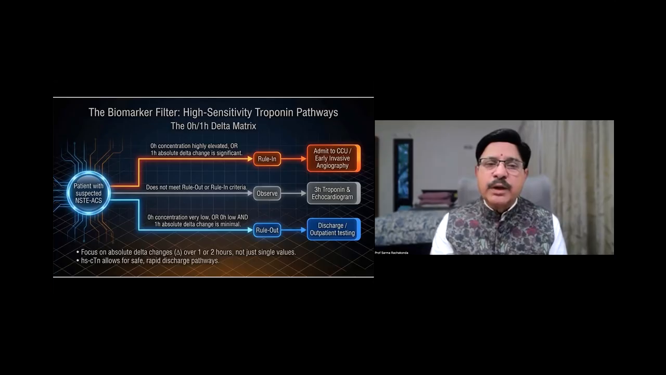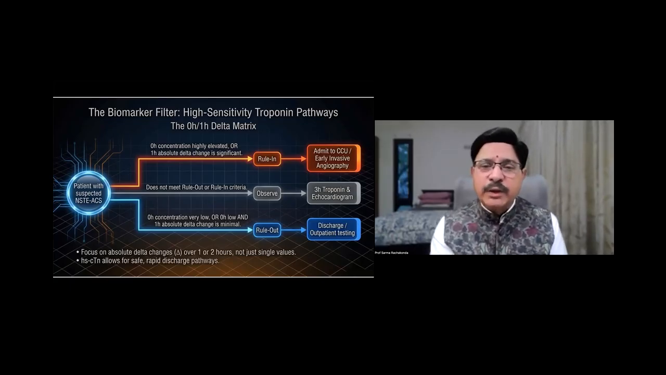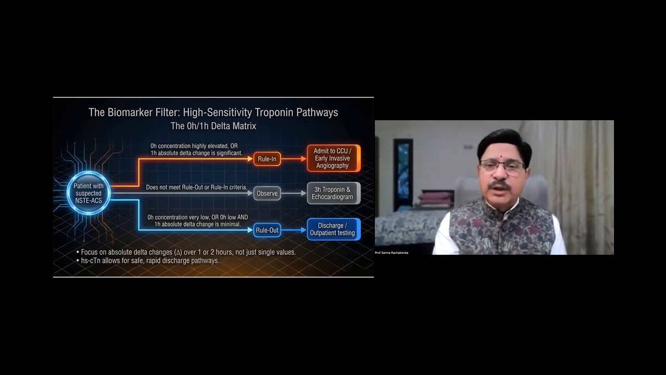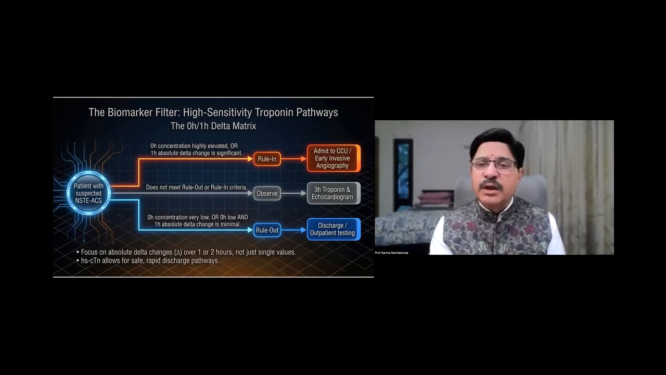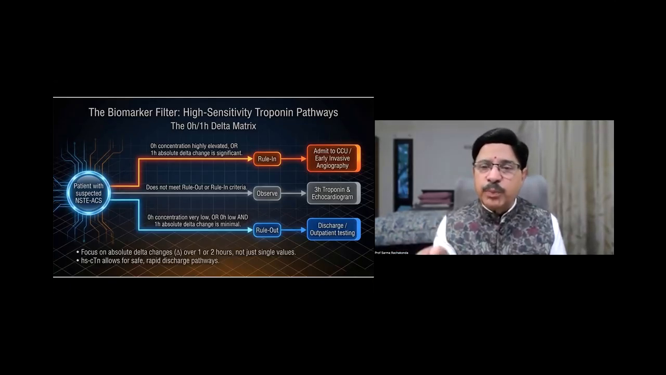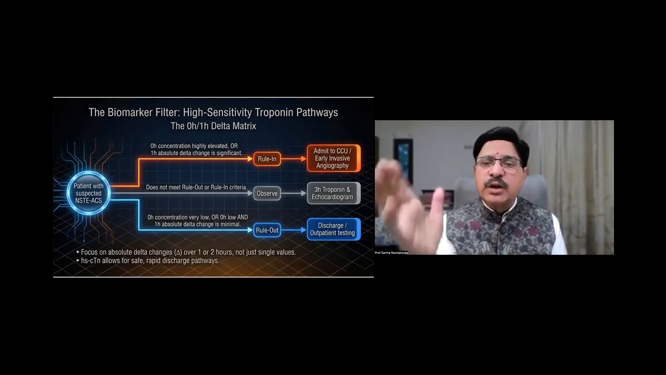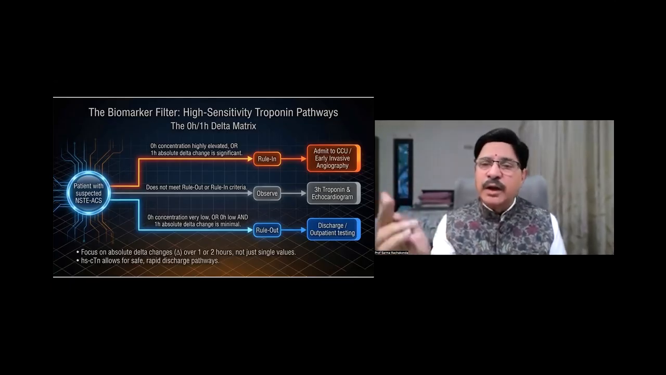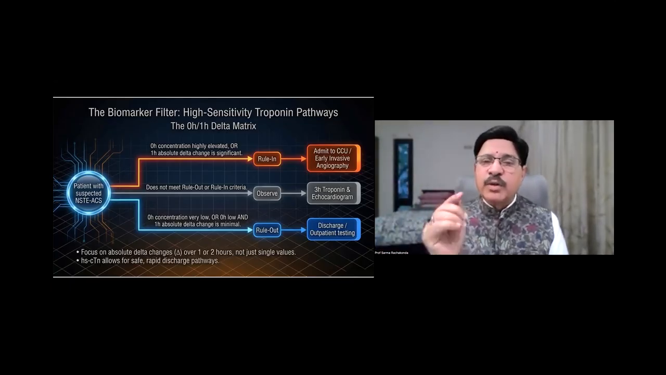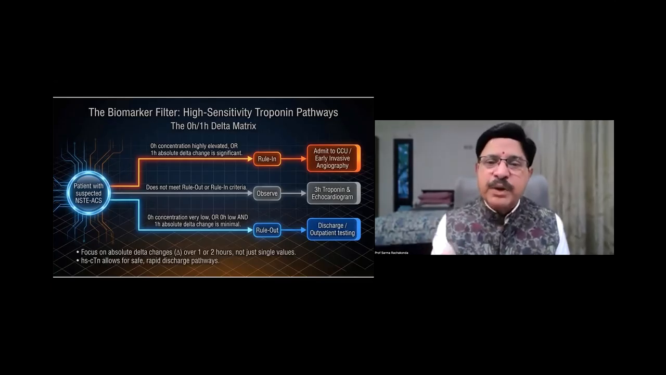Second, it does not meet rule out or rule in criteria. That means it is neither normal nor elevated, it is in the middle. Then don't discharge. Observe and get a 2 hour, 3 hour maximum, third hour troponin, and do an echocardiogram also, to look for regional wall motion abnormality. Another test we will also include for all those who are in the middle zone.